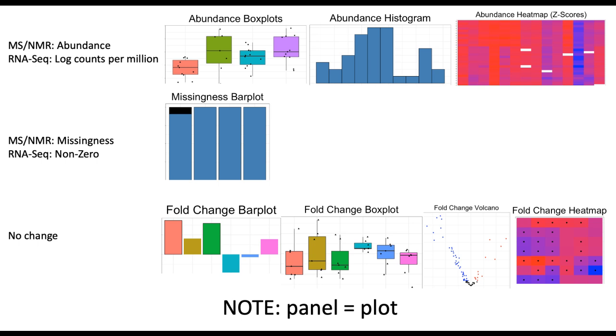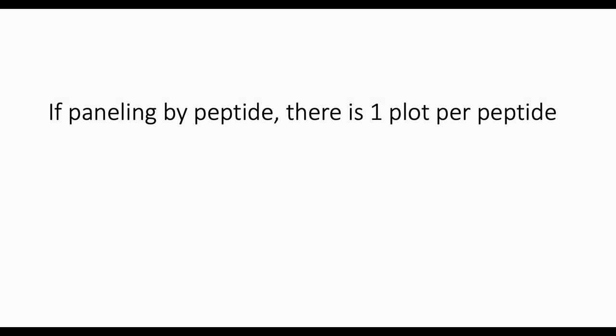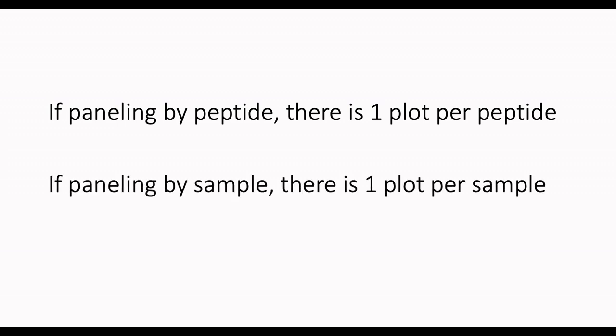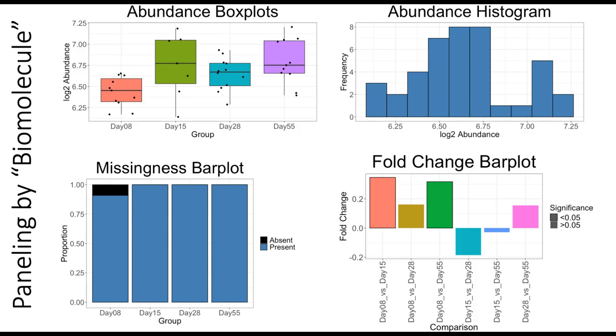So when we say the term paneling by, we mean that a plot will be generated for each panel. If that panel is a peptide, there will be one plot per peptide. If the panel is a sample, there will be one plot per sample, and so on. There are 4 types of paneling by biomolecule.